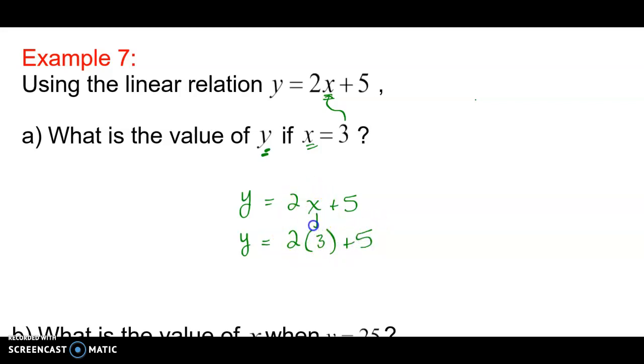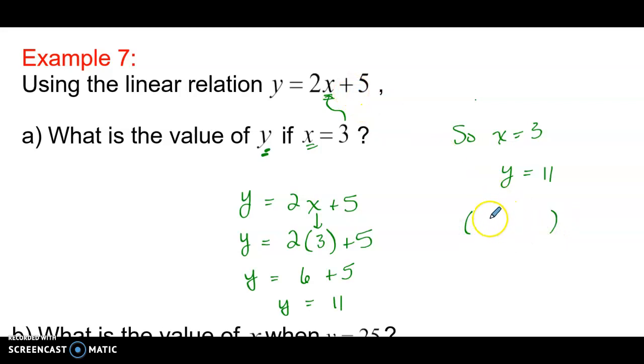So I replaced my x with 3, and I have to remember BEDMAS. I'm going to do my multiply before I do my addition. 2 multiplied by the 3 is 6, and then 6 plus 5 is 11. So if x equals 3, then y must be 11 in this rule. And that would correspond to a point if I graph that table. X value goes first, y value goes second.